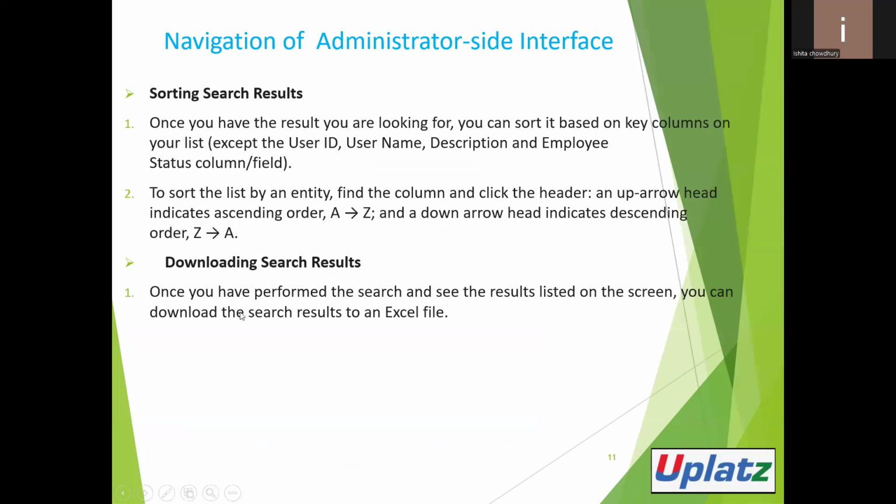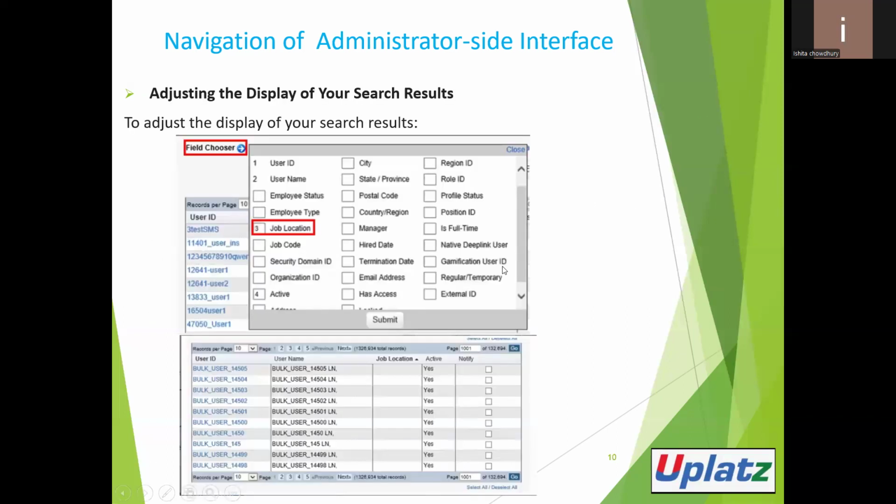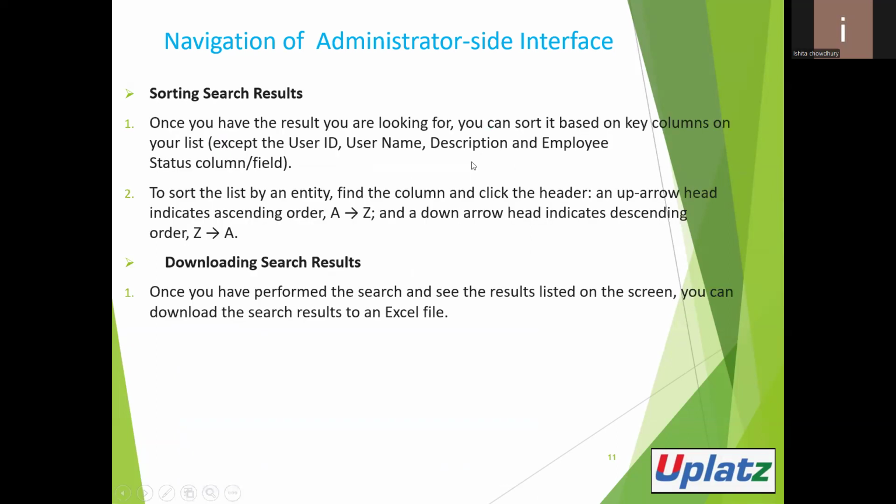Next is sorting search results. Once you have the result you are looking for, you can sort it based on key columns on your list, except the user ID, username, description, and employee status column or field. To sort the list by an entity, find the column and click the header. An up arrowhead indicates ascending order. So we can use up arrow, down arrow. This indicates ascending order and descending order. And a down arrowhead indicates descending order.